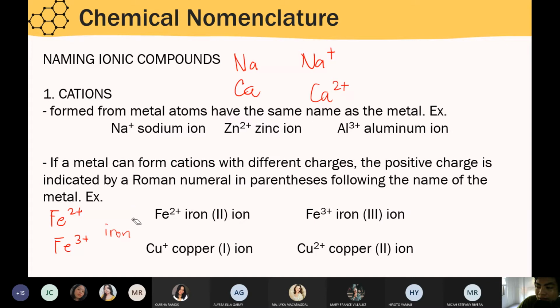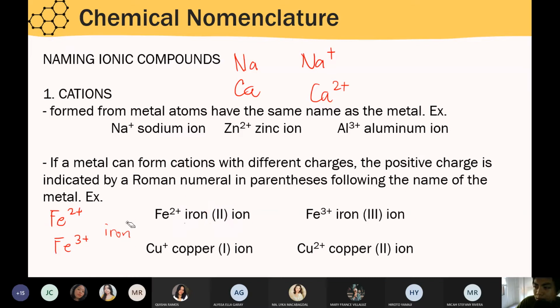Because again, transition metals don't follow the rules. They usually form multiple charges. So in order for us to differentiate what charge of your ion you're pertaining to, you have to indicate the charge with your Roman numeral enclosed in parentheses. So for example, if you have Fe2+, you name it as iron(II) ion. Iron meaning iron metal. This charge 2 here refers to the positive 2 charge there.